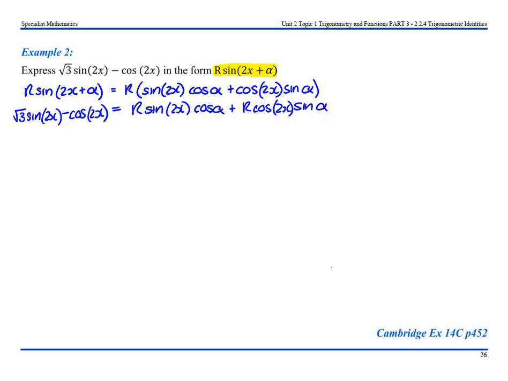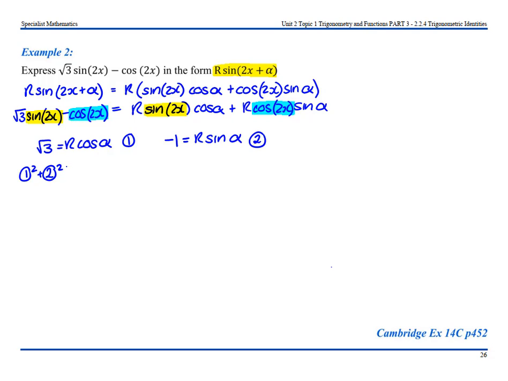Equate our coefficients. So sine of 2x. So coefficient of that means that the square root of 3 has to equal r cos of alpha. Looking at our cos of 2x, now it's going to be -1 equals r sine of alpha. So equation 1, equation 2. 1 squared plus 2 squared.